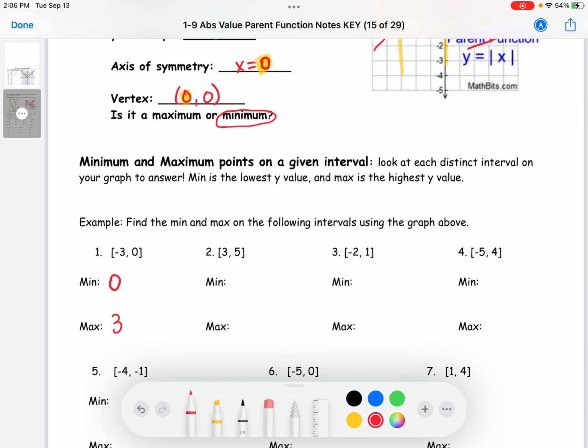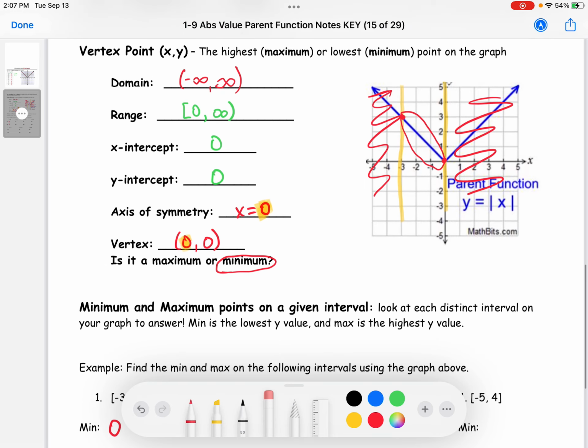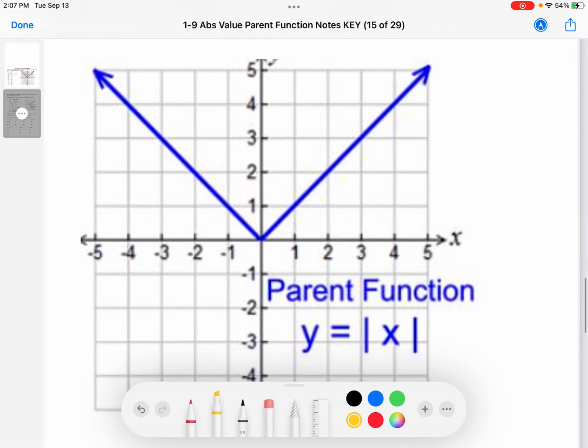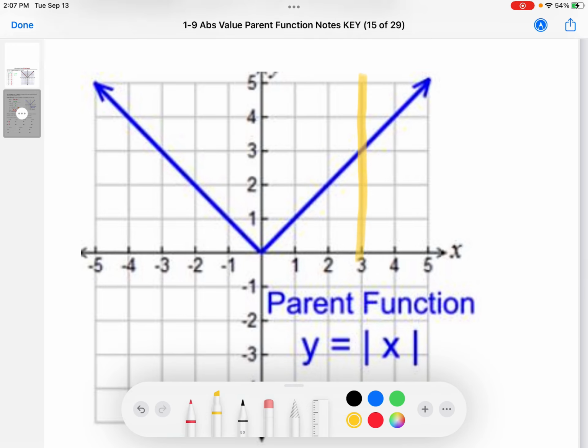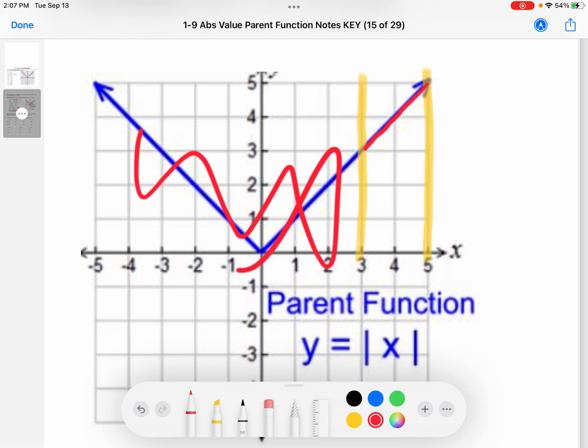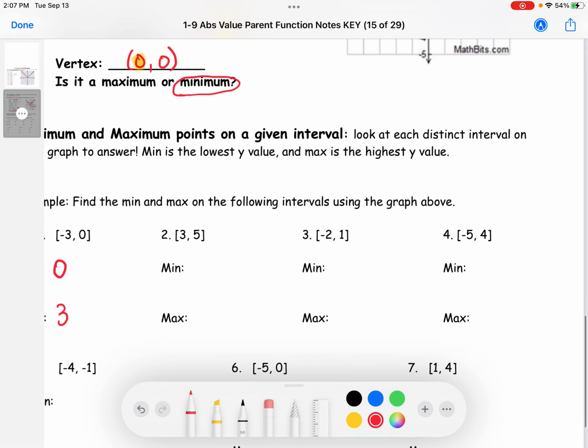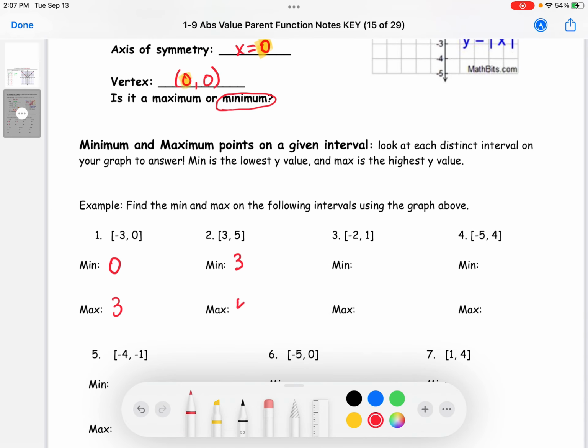Go on now to number 2. On number 2, I'm going to do exactly the same thing. I'm going to take my little highlighter here, and I'm going to mark off in between 3 and 5. We are only worried about this piece of the graph. We don't care about all the rest of this for problem number 2. Our lowest y value is 3. Our highest y value up here is 5. So that's our min and max. On that interval, our minimum is 3. Our maximum is 5.